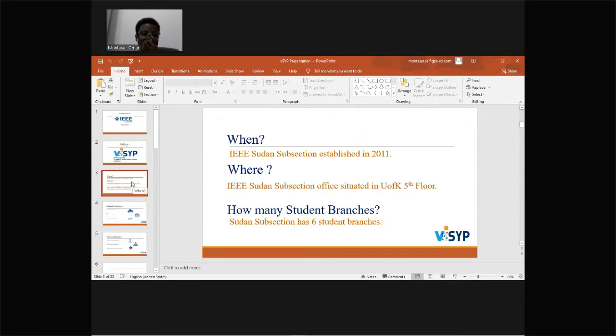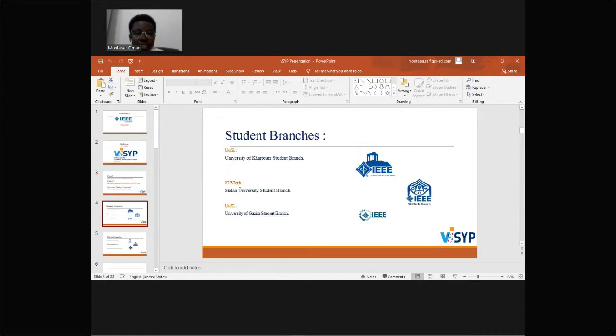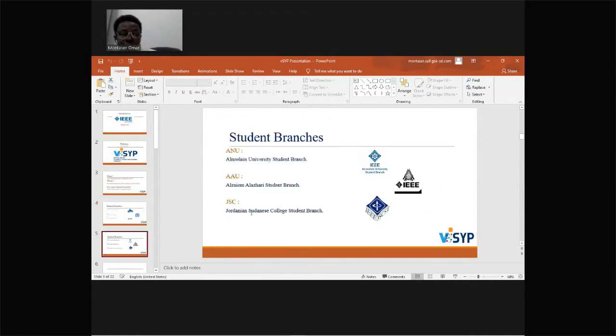The subsection contained a main office in Khartoum University and 6 student branches distributed as follows: the Khartoum University student branch, the Sudan University student branch, the University of Jazeera student branch, the Nilain student branch, the Zaim al-Azhari student branch, and the Jordanian Sudanese College student branch.